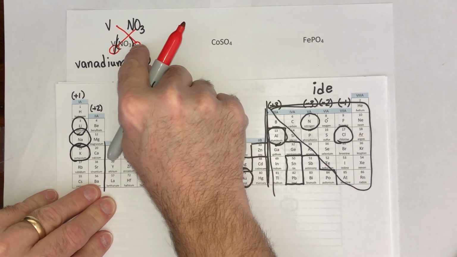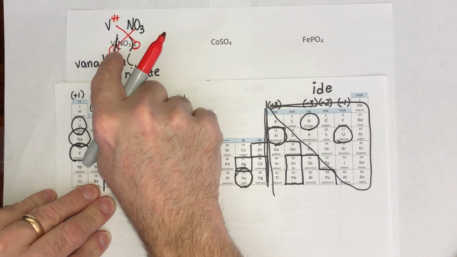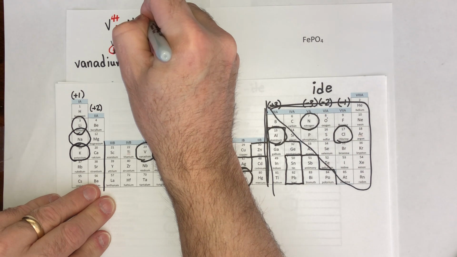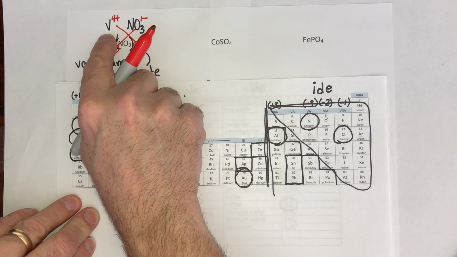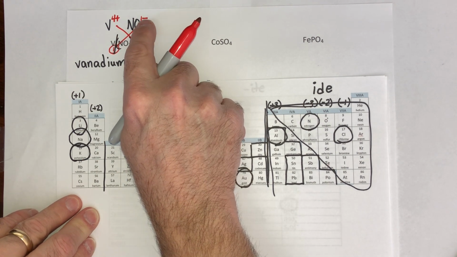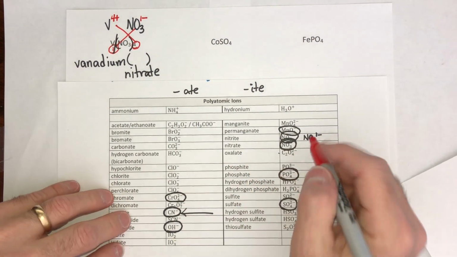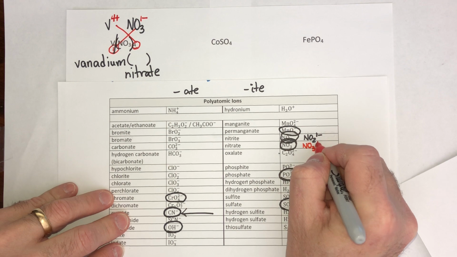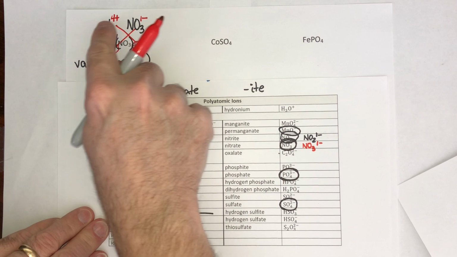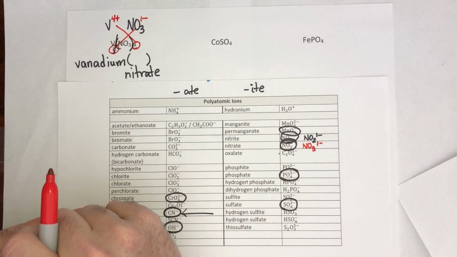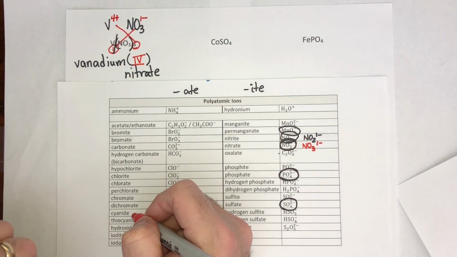Why do you have 4 nitrates? Because the charge on the vanadium was 4+. Why do you have 1 vanadium? Because the charge on a nitrate was 1-. Now, before I'm willing to accept that this is the actual charge on vanadium, I have to confirm that this is the actual charge on the nitrate. So if I look at my polyatomics, again, it's a little hard to see, but nitrate is NO3 1-. It does actually have a charge of 1-. Therefore, the vanadium actually has a charge of 4+. So this would be vanadium 4. That is correct.